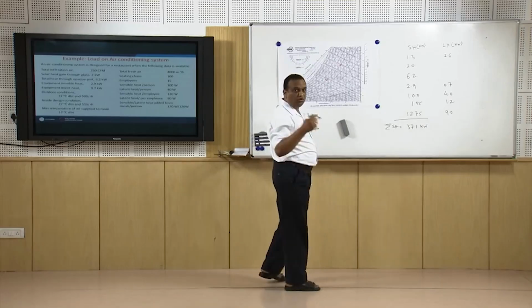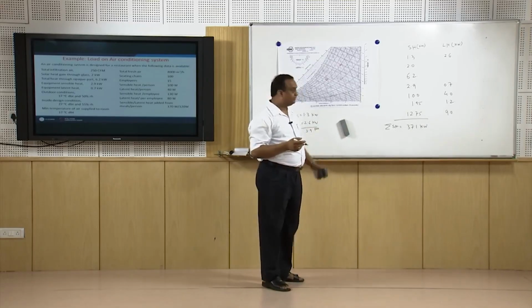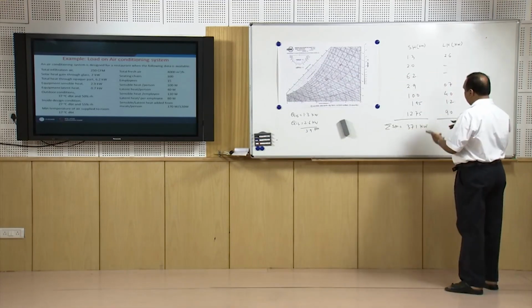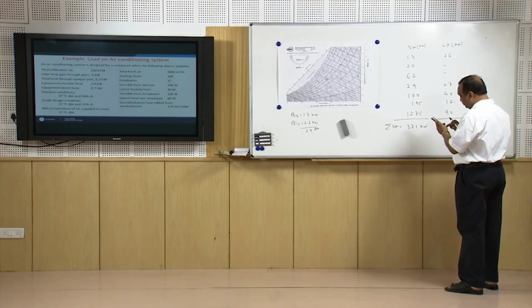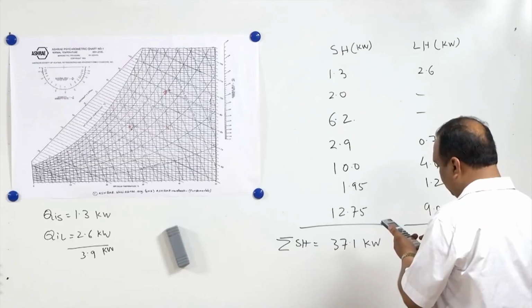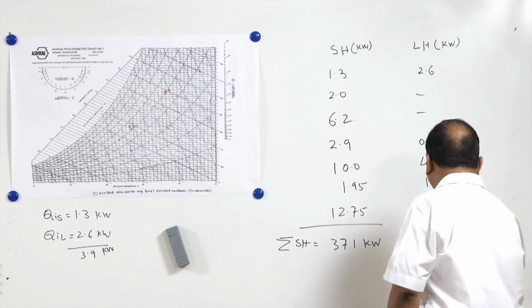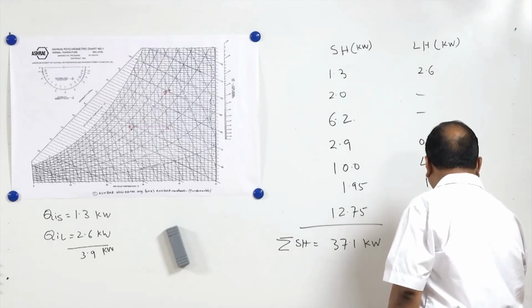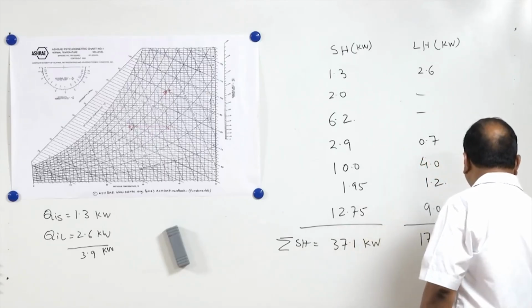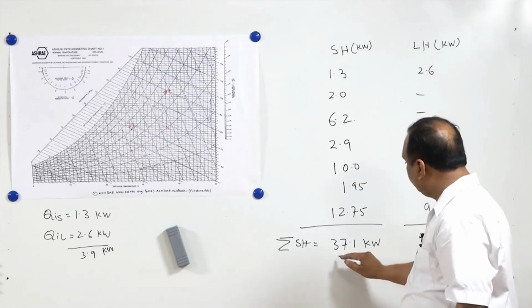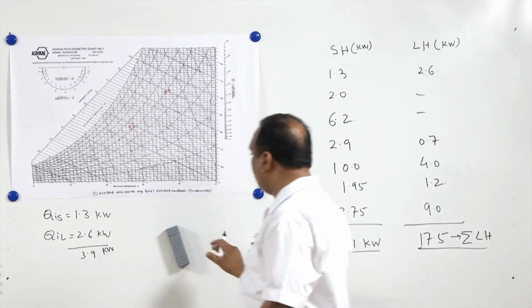Right. Now you can also do the calculation along with me, so if there is any mistake, you can identify it. Here the latent heat load is 2.6 plus 0.7 plus 4 plus 1.2 plus 9.0, and that is equivalent to 17.5. So latent heat load is 17.5, sensible heat load is 37.1.